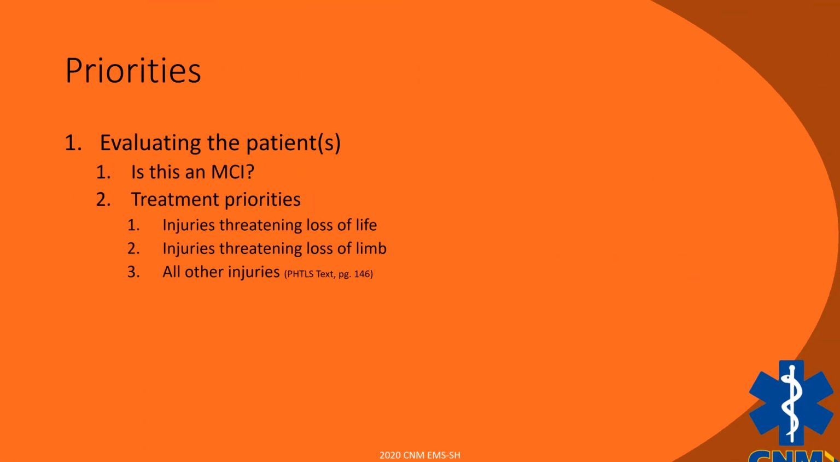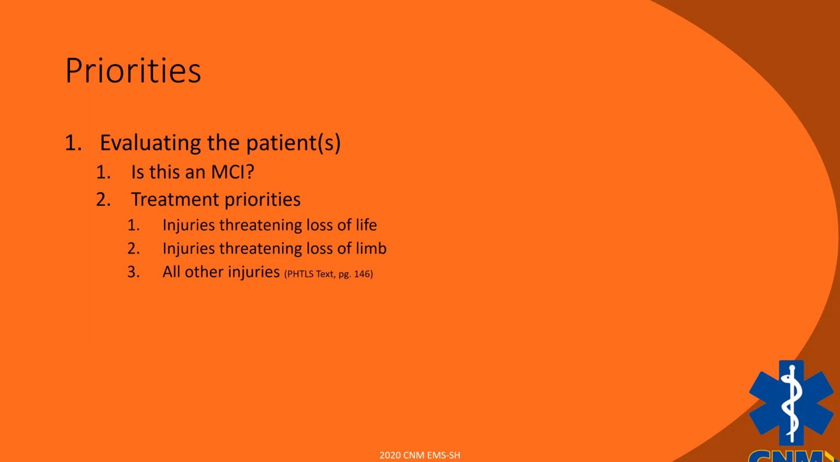So when we're evaluating patients, a couple things need to be done before others. When we're just looking at an average call, maybe this is an MCI, maybe it's a one patient call, our priorities are really going to be the same. Our treatment priorities are always going to be first to focus on the things that are threatening loss of life. What will kill our patient first is the old school way of talking about it.